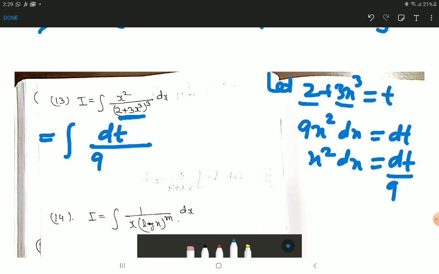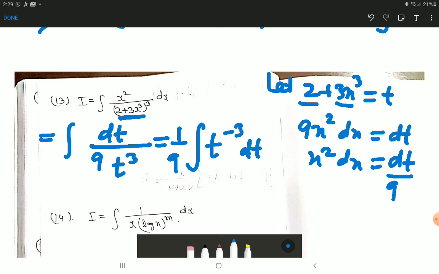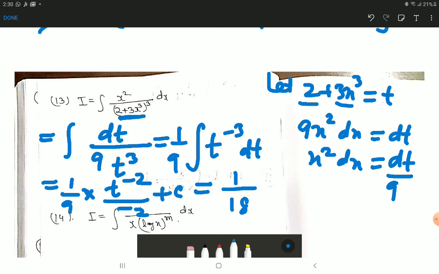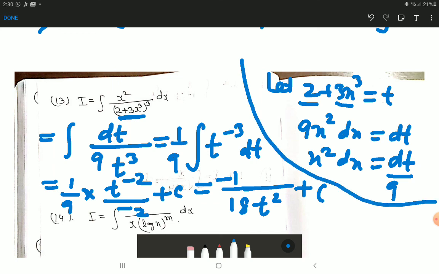And in the denominator we have 2 plus 3x cube, which is t, whole power 3 is also there. So it is 1 by 9 integration of t raised to the power minus 3 dt. 1 by 9 is already out. Integration of t raised to the power minus 3 will be t raised to the power minus 3 plus 1, that is minus 2, upon minus 2, plus c. So it becomes 1 upon minus 18, means minus 1 by 18 upon t square, plus c. And then you can replace t by its value also, which is 2 plus 3x cube, and it can be done very easily by you. Moving ahead.